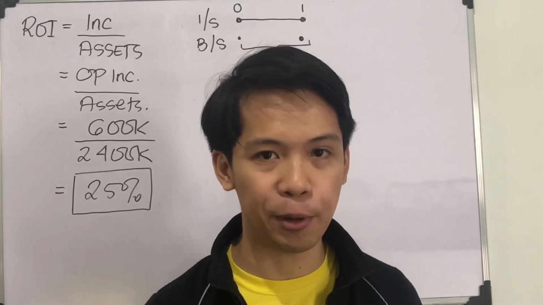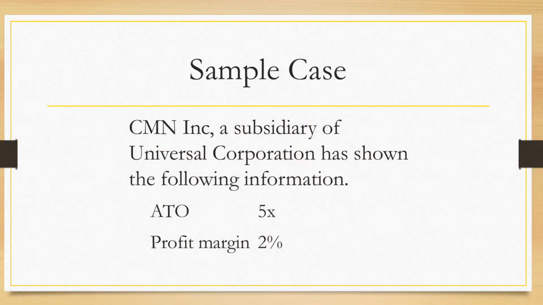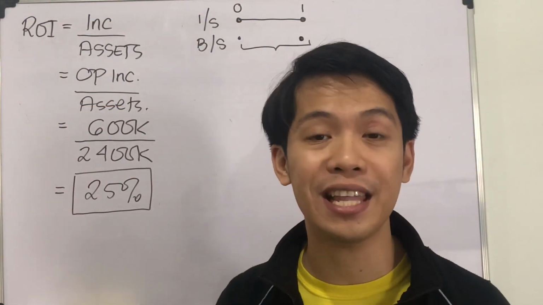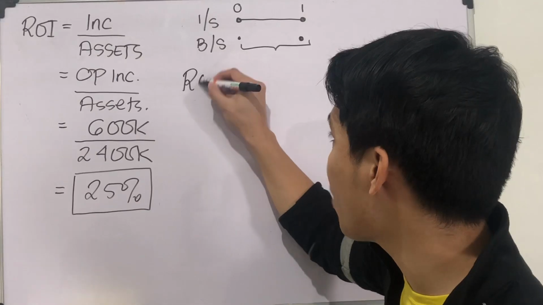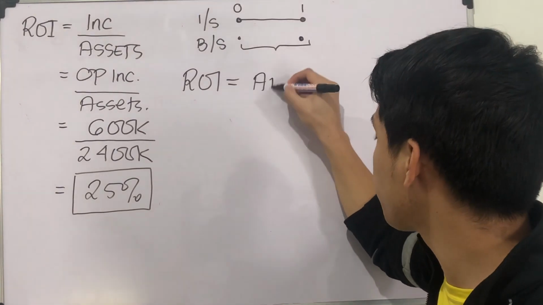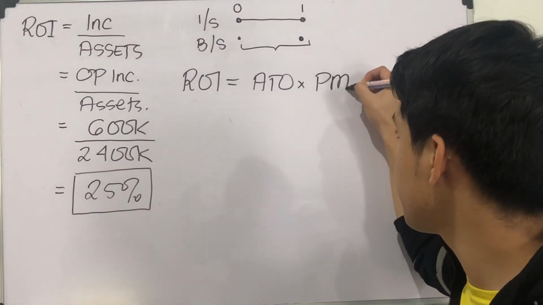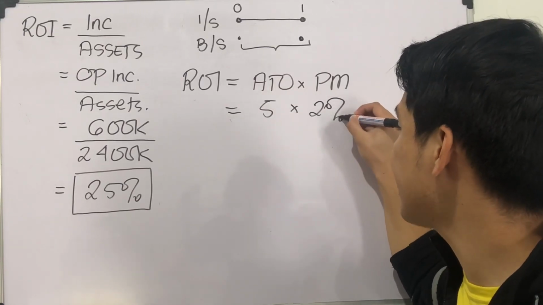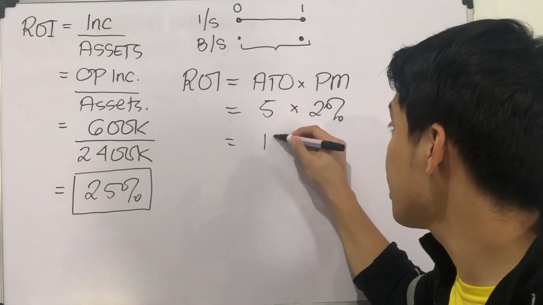Now, here's another sample case. CMN Incorporated is a subsidiary of Universal Corporation, has shown the following information. Asset turnover is 5 times, profit margin is 2%. Using the DuPont equation, we can calculate ROI this way. ROI is equal to your asset turnover times the profit margin. You have here 5 times 2%. ROI is 10%.